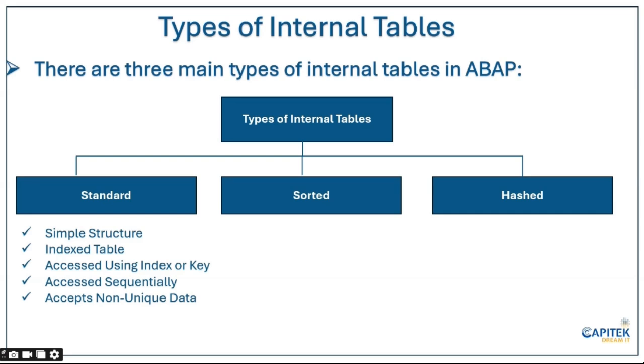As I said, standard internal table accepts duplicate data. That is what we call non-unique data. Yeah, that's about standard internal table. Now let's look into the sorted internal table.